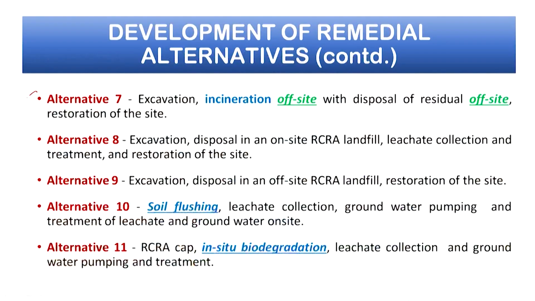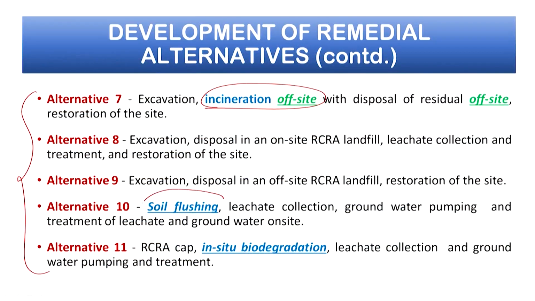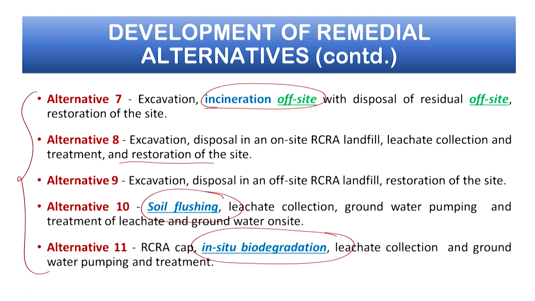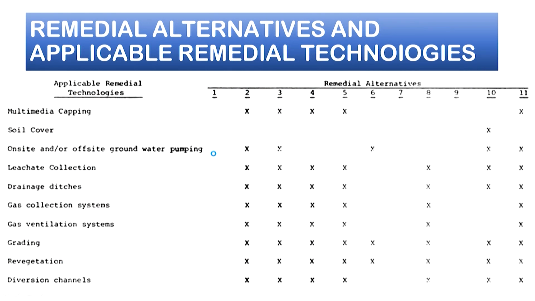So again more alternatives here, we are not going to go through that. Major aspects being incineration off site, I carry the contaminated soil off site and then incinerate it. The other one is soil flushing, or soil washing if I can call that, and the other one is in situ biodegradation, similar to what we talked about with respect to the groundwater contaminated by chromium in the Ghaziabad case. So different combinations of such aspects are different alternatives. So how do I go about that?